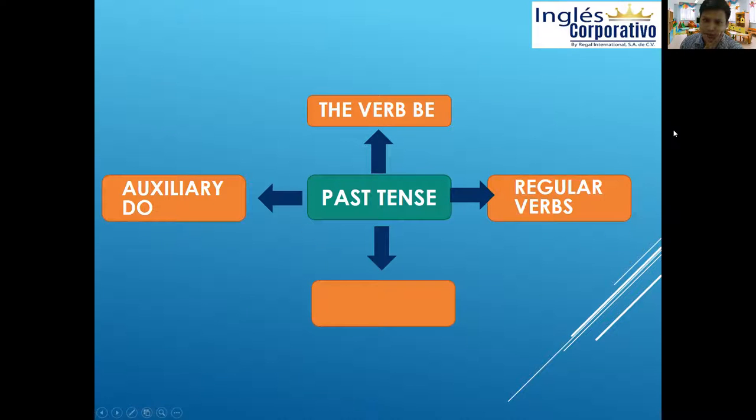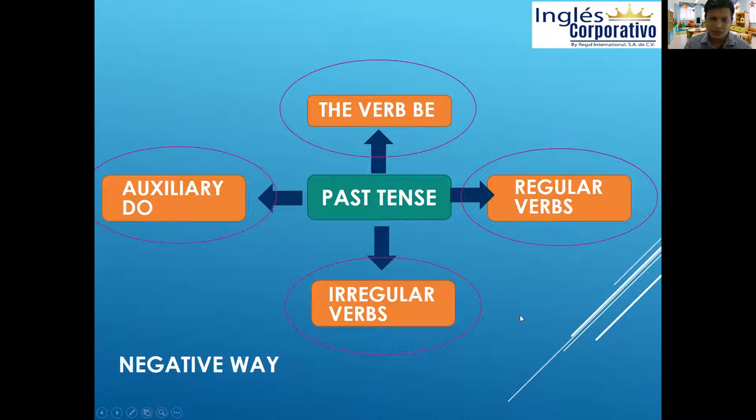And also, we're going to have the regular verbs. These regular verbs are the ones that add ed at the end of the verb. For example, want, wanted, and so on. And then we were talking about irregular verbs. The irregular verbs are the ones that basically sometimes change their root. For example, it ate. And so on. We saw this and the negative way of all of this, right? We're going to wait a while and later on we are going to continue talking about this topic.